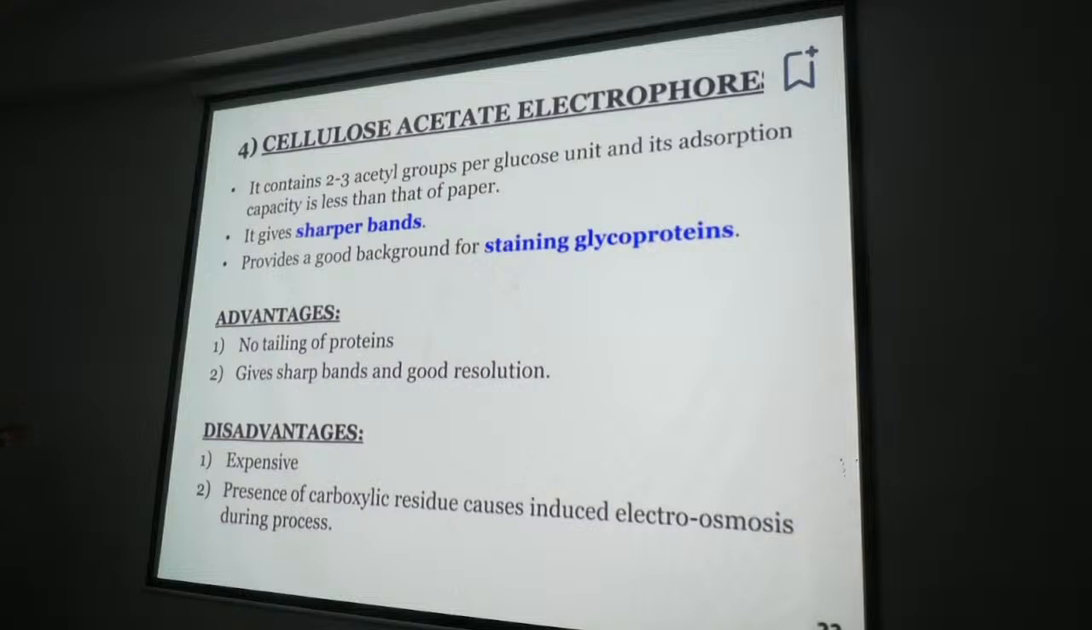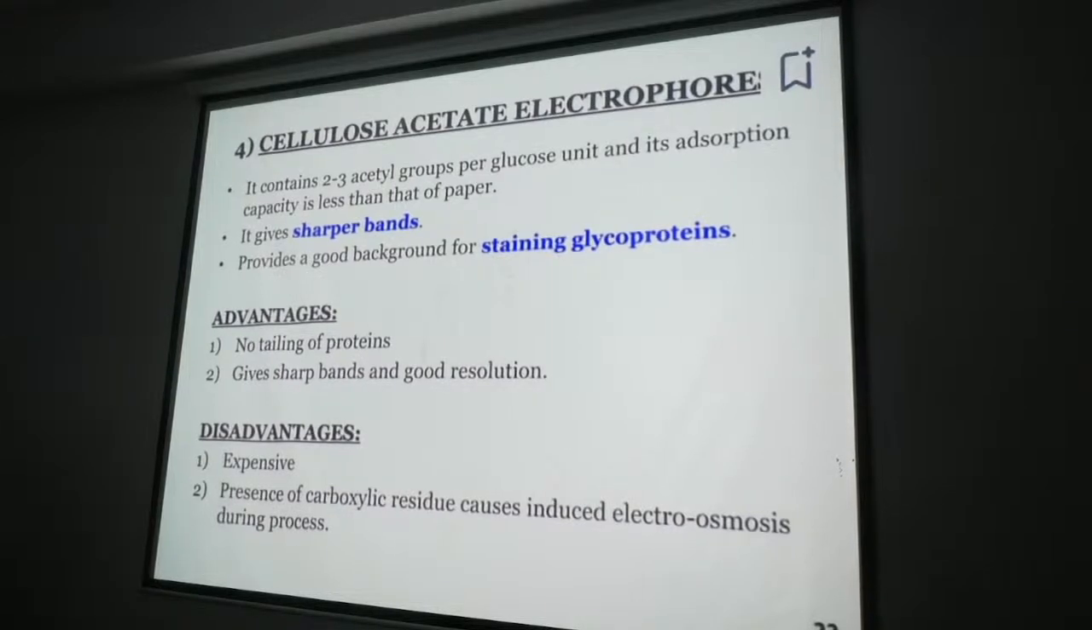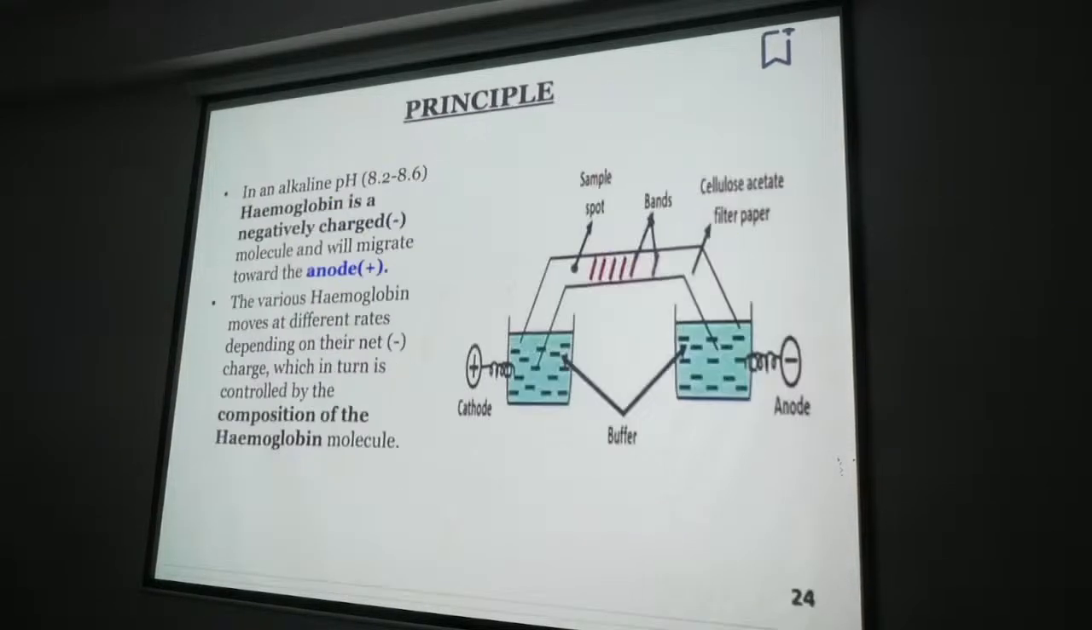It gives a sharper band and provides a good background for staining glycoprotein. Advantage: no tearing of protein, and it gives sharp bands and good resolution. Disadvantage: expensive, and the presence of carboxylic residue causes induced electroosmosis during the process. Cellulose acetate electrophoresis is used in hemoglobin electrophoresis.